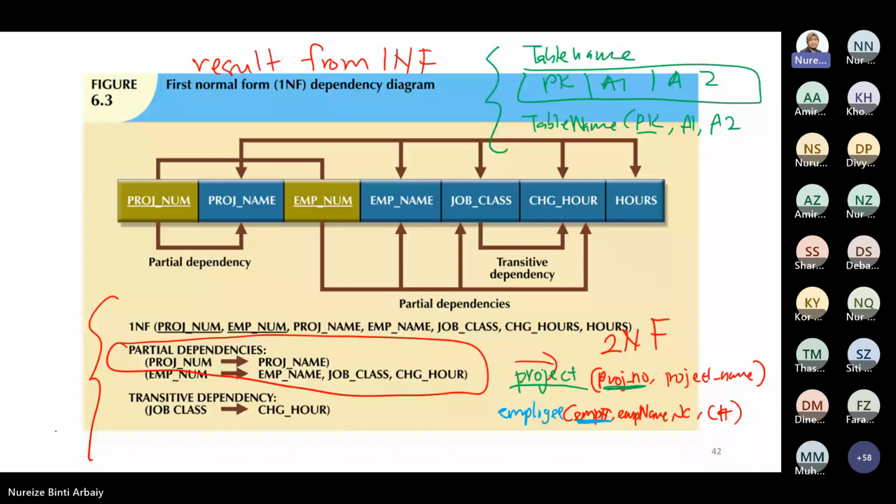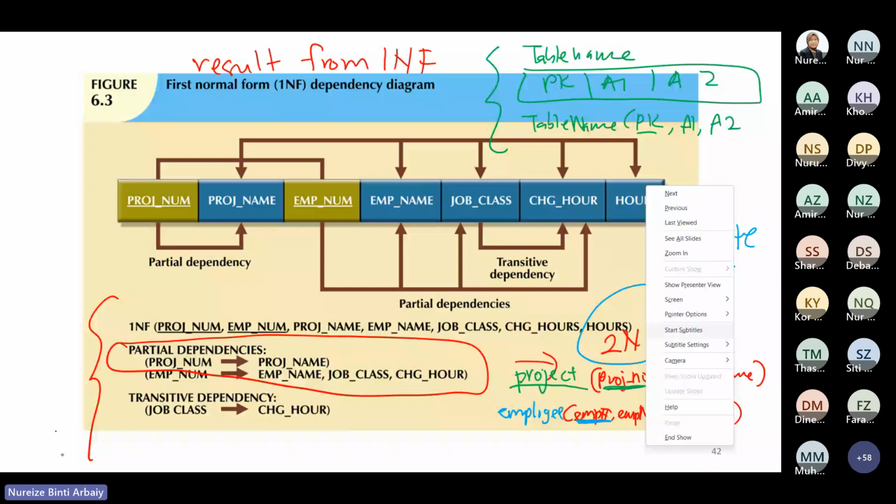So are you clear with this part? So this is the second normal form. Remember, second normal form is to eliminate what? Transitive dependency. No, partial dependency. Eliminate partial dependency.